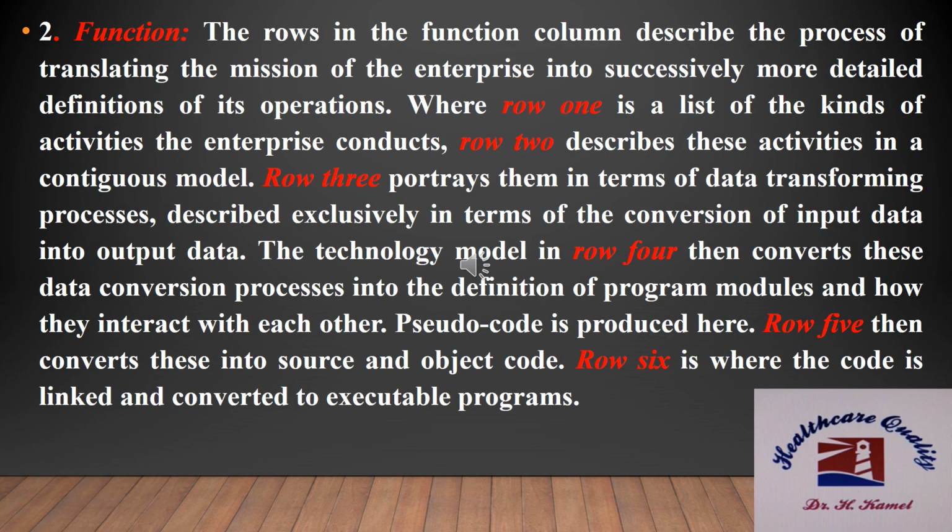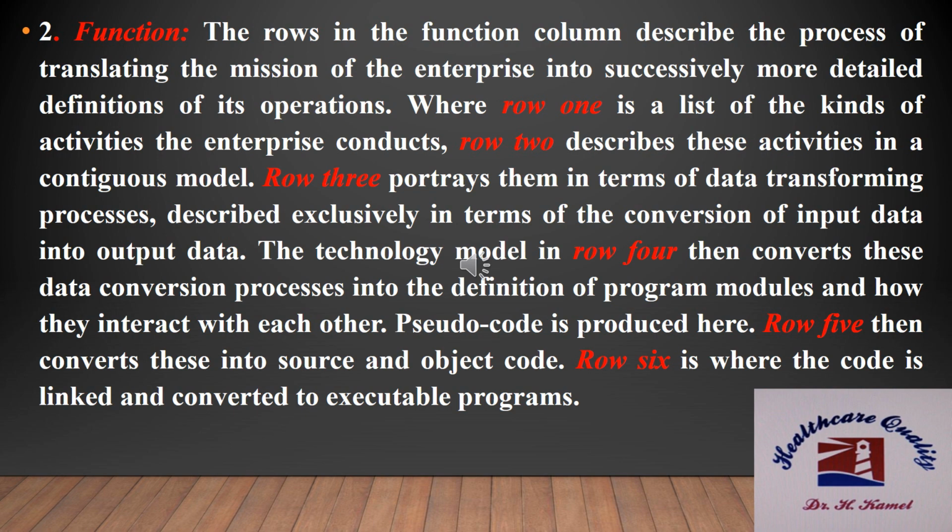We move to the second column, which is function. The rows in the function column describe the processes translating the mission of the enterprise into successively more detailed definitions of its operations. Where row 1 is the list of the kinds of activities the enterprise conducts, row 2 describes these activities in a coherent model.